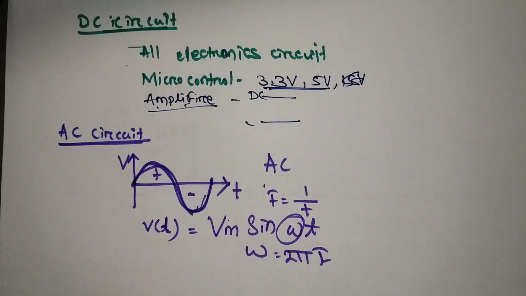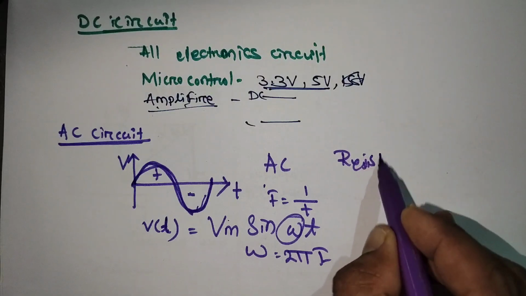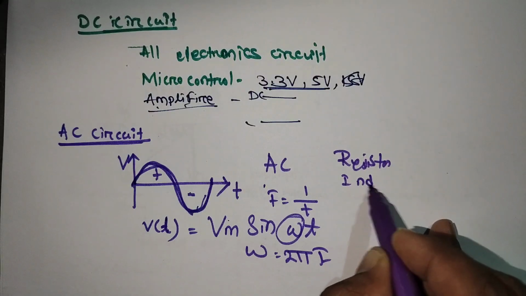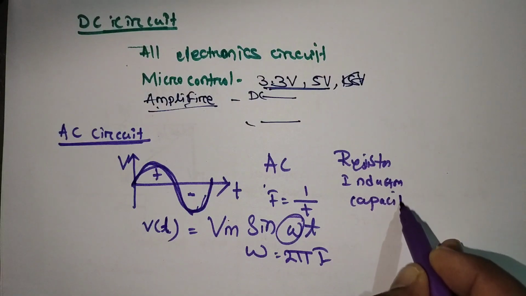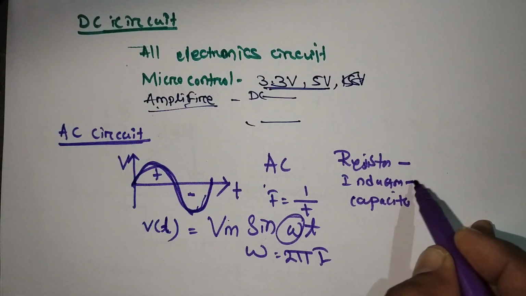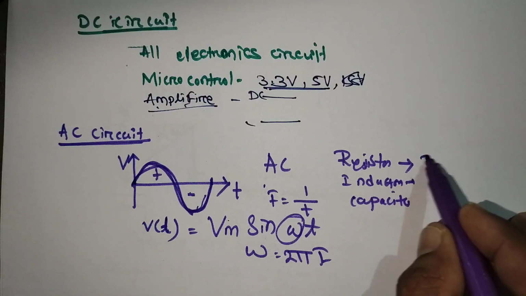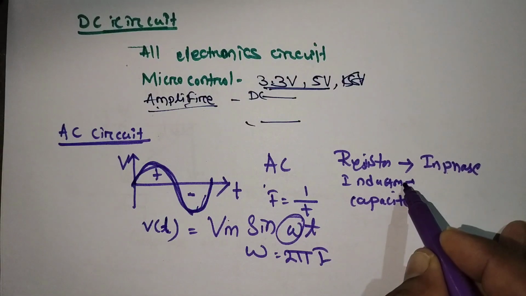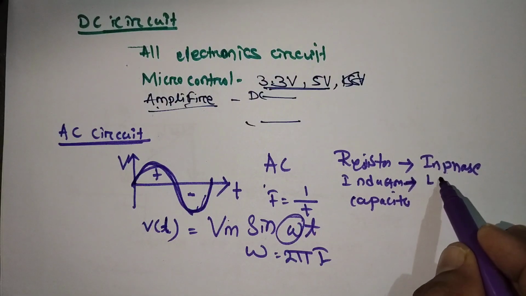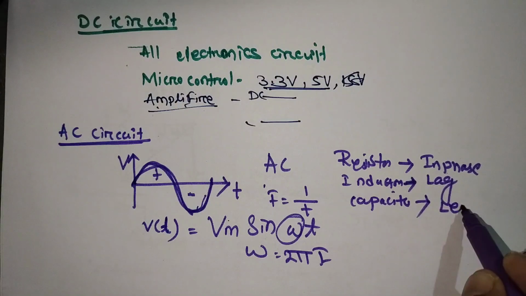In this AC circuit, all components like the resistor, inductor and capacitor behave differently. How? In the resistor the current is always in phase, but in inductors the current always lags, and in the capacitor it will lead.